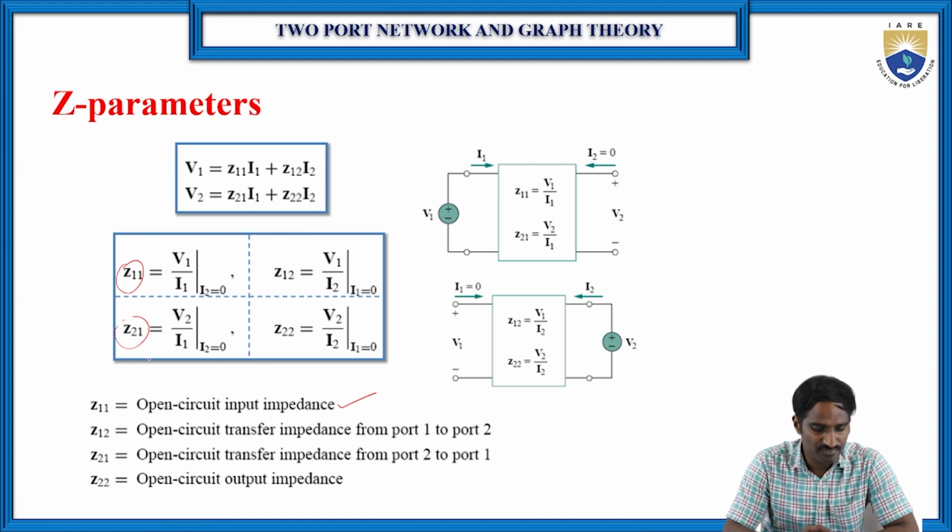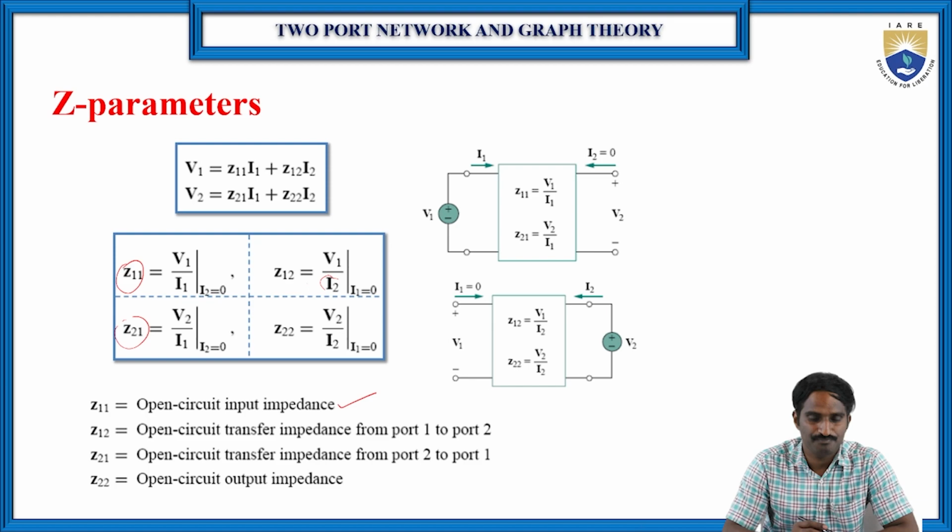Similarly, Z12 can be calculated as V1 by I2, by making I1 equal to 0, because I2 is already in the denominator. If you make I2 zero, it will become infinite. So Z12 is the open circuit transfer impedance from port 1 to port 2. One is the input impedance, another is the output impedance, and the other is the transfer impedance, either from port 1 to port 2 or from port 2 to port 1.